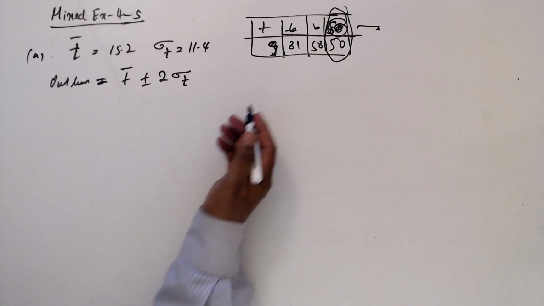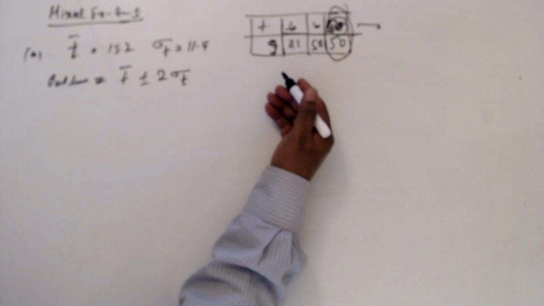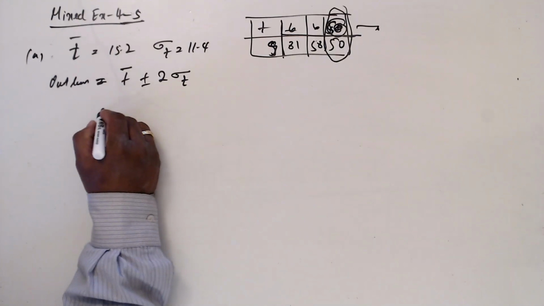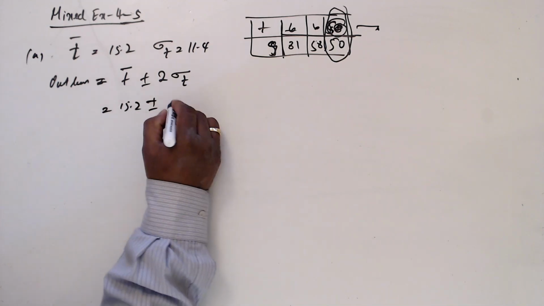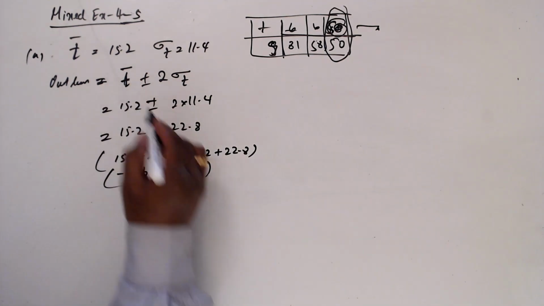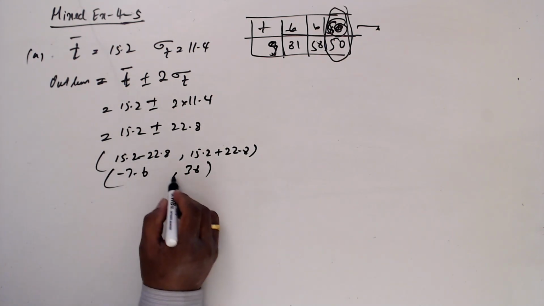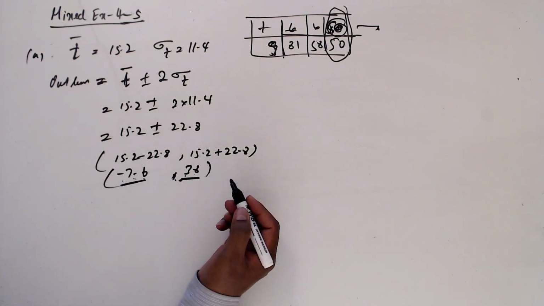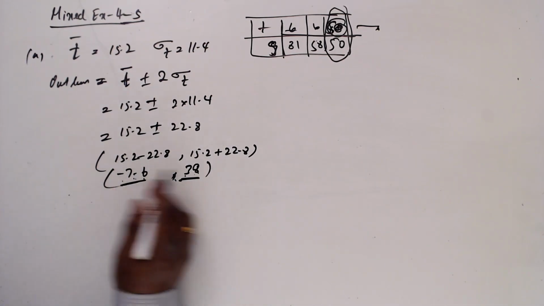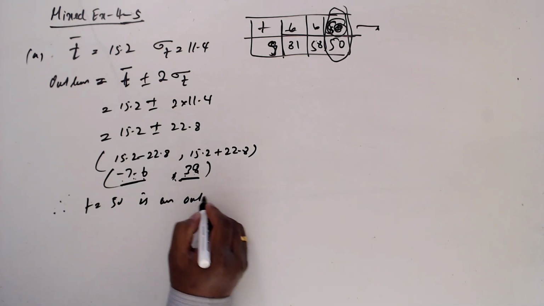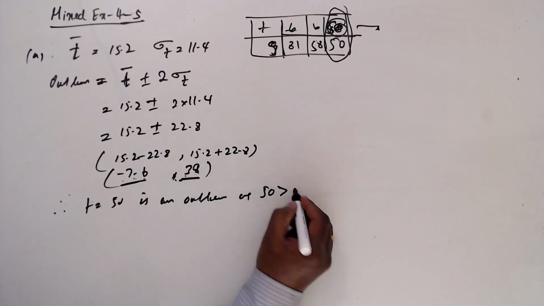The objective of finding gloves, we need to get an idea about the gloves. But now we are working on temperature because we realize that the temperature value is not realistic. To calculate the outlier: 15.2 plus or minus 2 times 11.4. This is the definition for outlier. We did the calculation and the interval is minus 7.6 to 38. This is the lower boundary and this is the upper boundary. Any number more than the upper or less than the lower is an outlier. Hence, T equals 50 is an outlier as 50 is greater than 38.